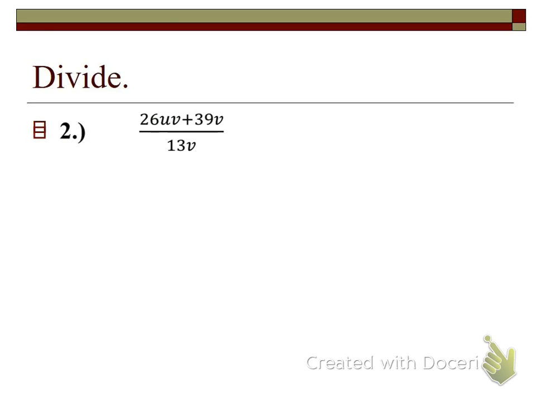Okay, so let's try it again. This time, what's one term from my numerator? Okay, and that's going to get divided by what? 13b. Plus, what's the other term from my numerator? 39b also gets divided by 13b. So we need to simplify both of these.